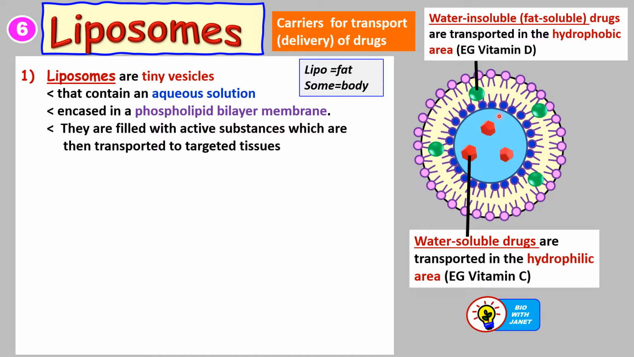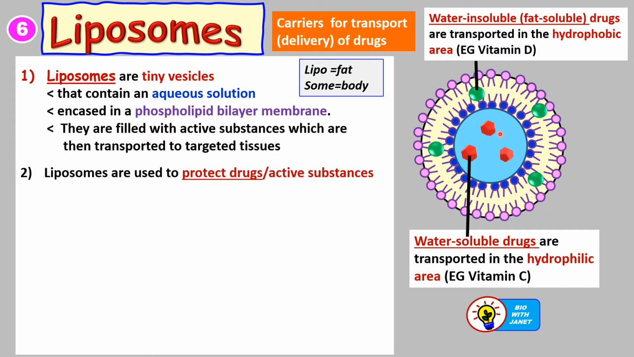So for water soluble drugs, they must be contained inside here in the aqueous core or aqueous layer. All right, that means the hydrophilic area. Whereas the water insoluble or fat soluble drugs or substances are transported in the hydrophobic area here. Okay, examples are vitamin D, which is fat soluble. Examples for water soluble substances can be vitamin C, which can be used in cosmetic products. So it can be transported in the aqueous solution here, in the hydrophilic area.